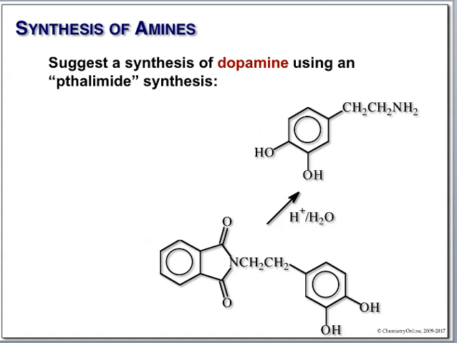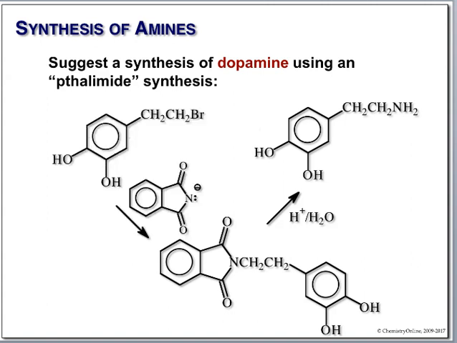So this used to be an N-. This used to have a leaving group. Let's call it a bromine again. N- displaces the bromine, gives us the phthalimide. Acid hydrolysis gives us the primary amine. Note that both of these methods only give us primary amines.